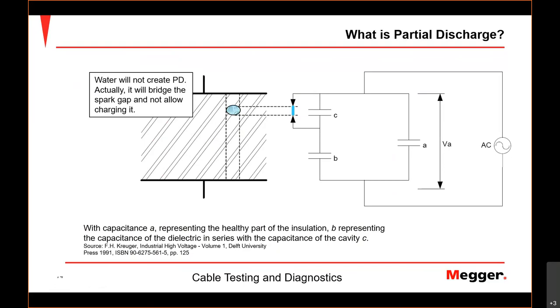A Tan Delta might see humidity, a VLF might blow up the water, the humidity, and that's why there are always different methods, and a combination of all these methods is the best sensible measurement. So that's one example of how the partial discharges can work.